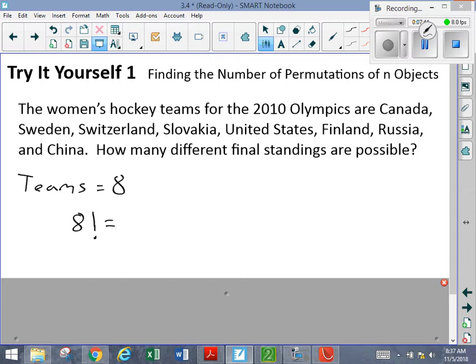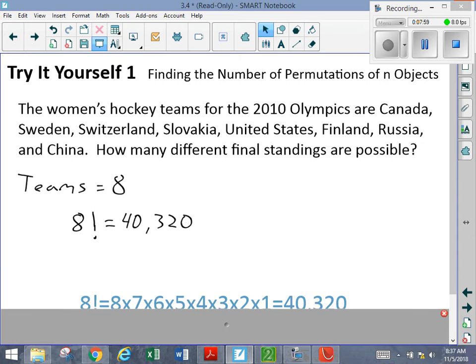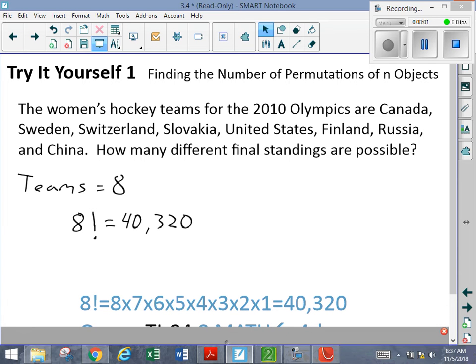How many different ways? 40,320. Nice. So you just put 8 factorial into your calculator. Cool.